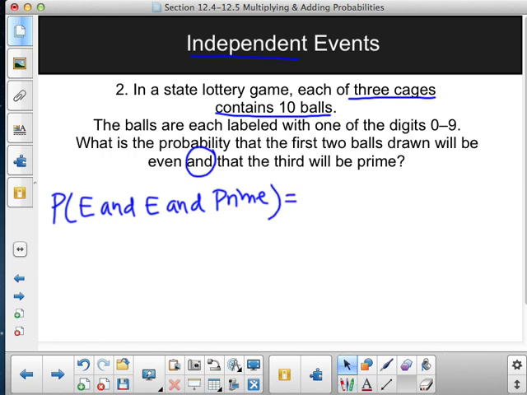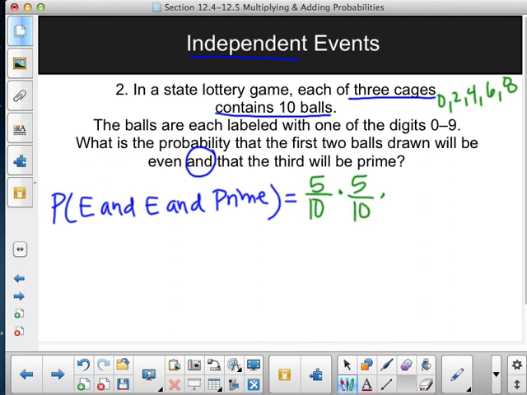Okay, so to be even, among the numbers 0 through 9, how many of them are even? I would count: there's 0, 2, 4, 6, 8. So there's 5 out of 10. To be even, it would be 5 out of 10 times.